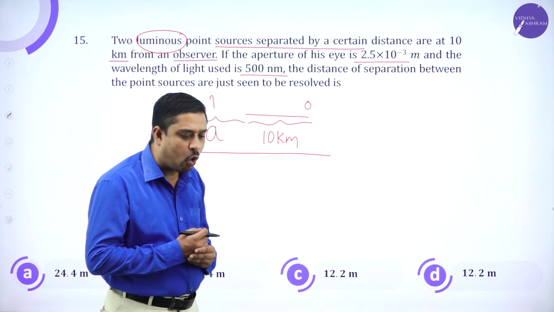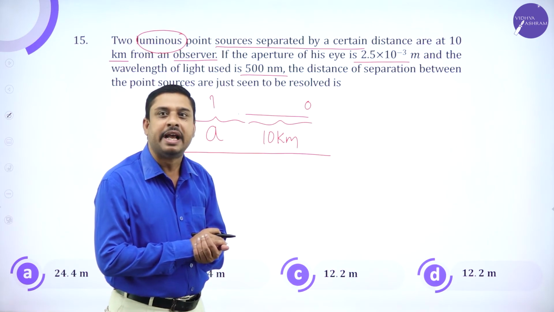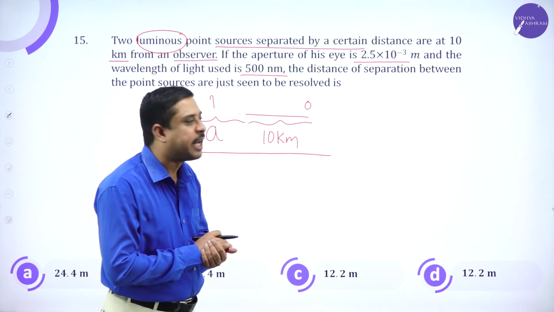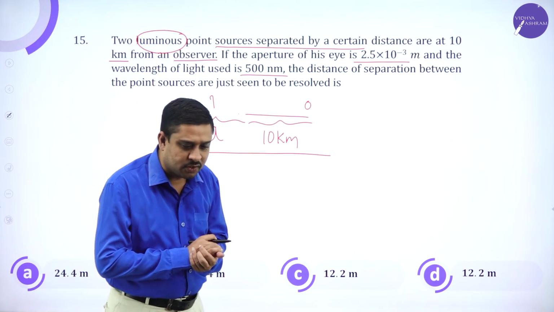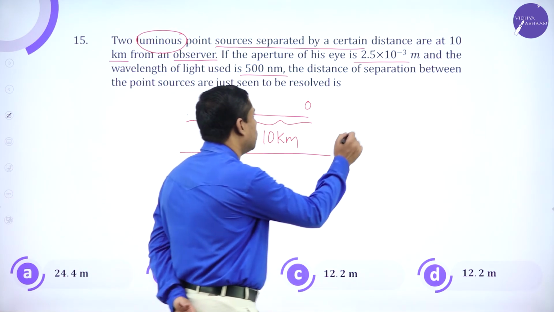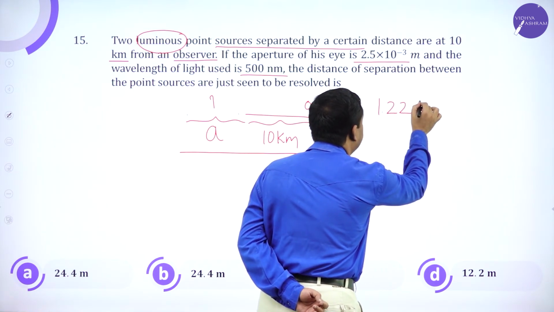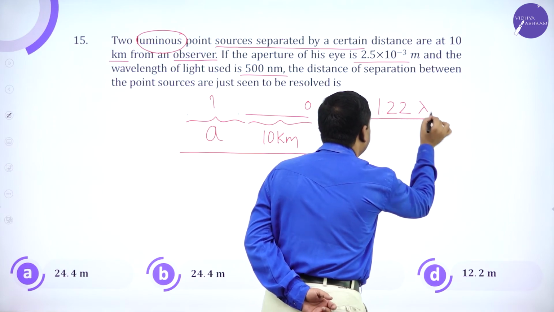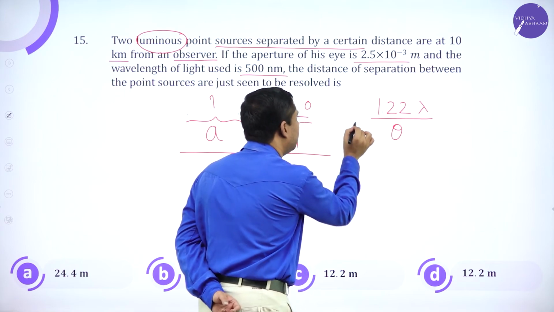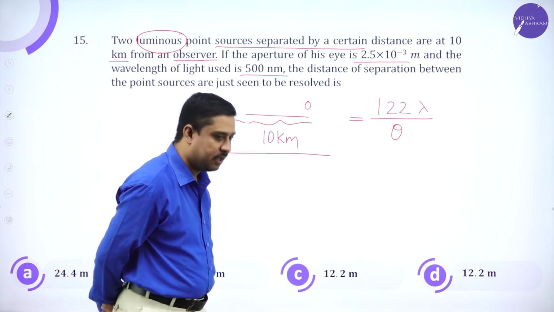Now, how do we go about with this problem? We use Rayleigh's criterion. What does Rayleigh's criterion say? Come on, students, just go back to Rayleigh's criterion. So, theta equals 1.22 lambda divided by D. Yes, very good.